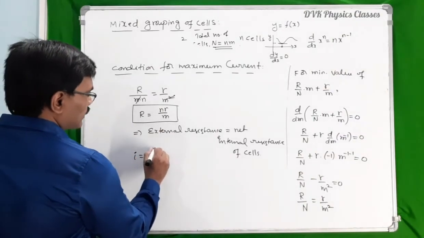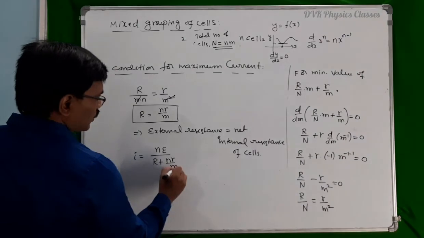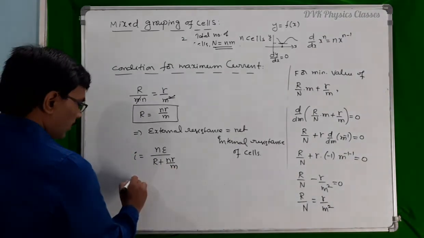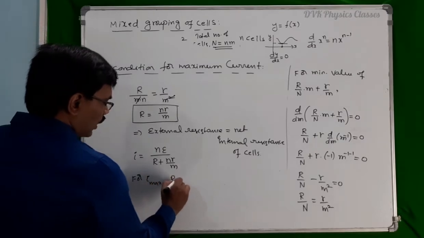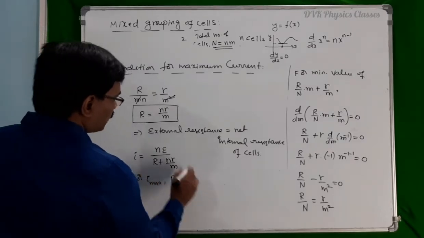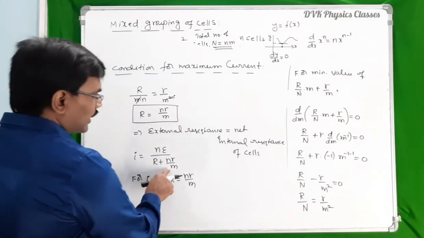So we have I equals N E upon R plus nr by m. So this is the current in the circuit. For I max, R equals nr upon m. That's the condition we got. For the current to be maximum, external resistance must be equal to net internal resistance.